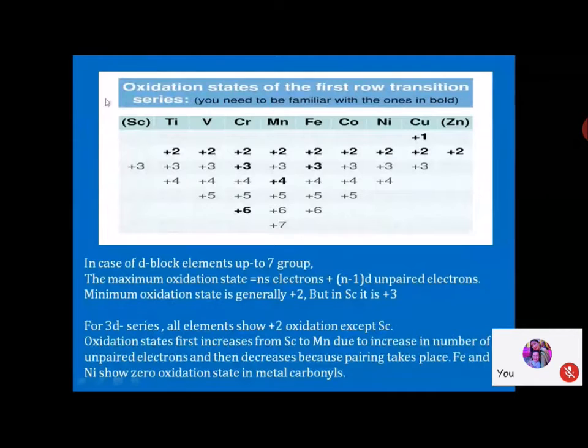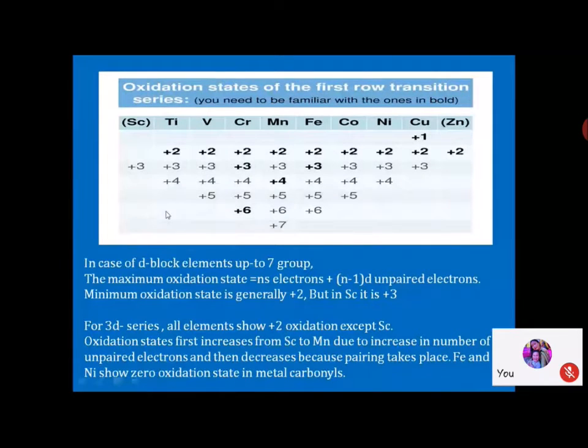So why is that? The maximum oxidation state is equal to the ns electrons plus the (n minus 1) d unpaired electrons. In manganese, there are 2 in s and 5 in the 3d, so 2 plus 5 gives +7 maximum. Similarly, chromium has 5 in d and 1 in s, so when you add the two, you get 6. So the maximum oxidation state in chromium is +6.